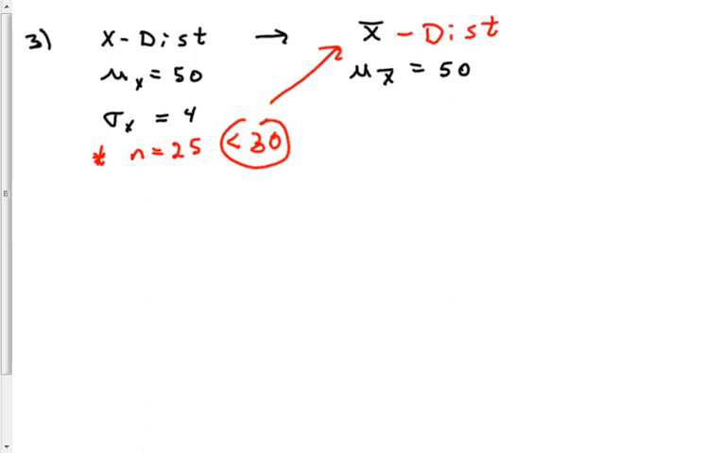We don't know that it's normal to begin with, and our sample size is small. So our standard deviation is unknown. We can't use that formula to calculate its standard deviation.